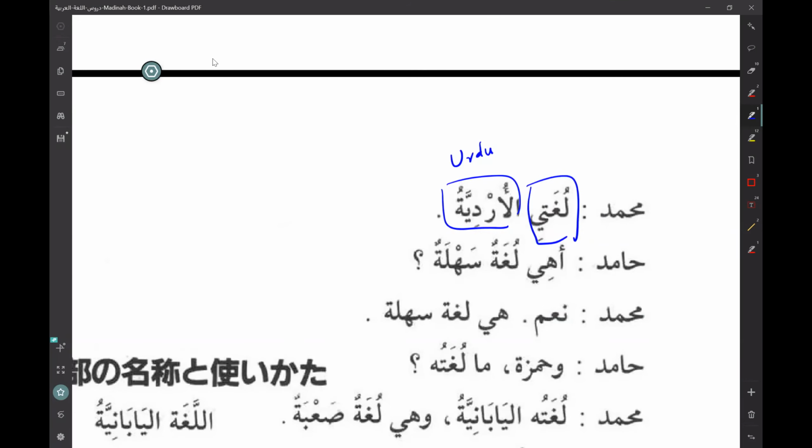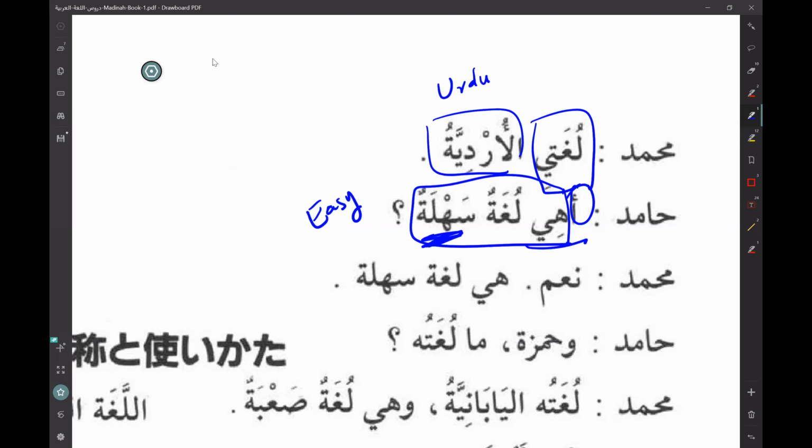Ahiya lugatun sahlatun. Ahiya. So you see it's a question. Again, without it you have a statement. Hiya lugatun sahlatun. What is sahla? Maybe it's a new word. Otherwise, I don't know why they're putting all the harakat. Sahla is easy. I think we had this word for Arabic language as well. So it says here lugatun sahlatun.